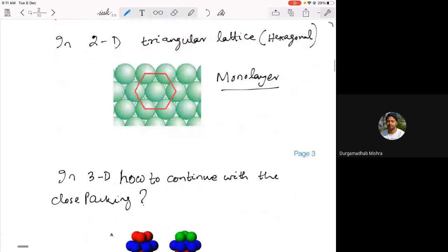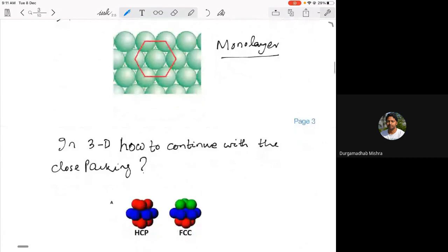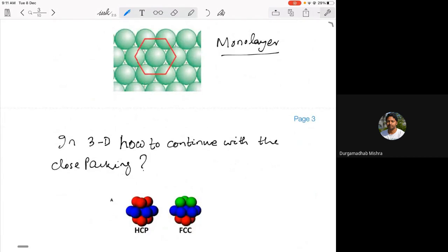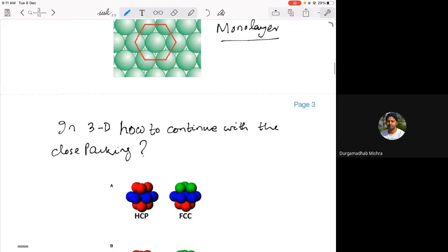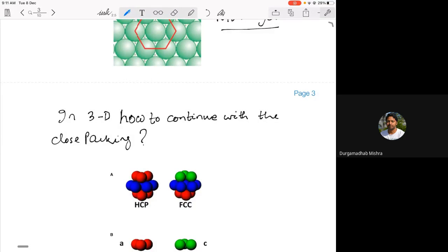So what about 3D? In 3D, you keep this two-dimensional structure and arrange atoms on top of it, in a three-dimensional way, right? In the third dimension, you put atoms, and these packings are basically your HCP and FCC. So you have hexagonal close pack and face centered cubic. These are the two structures: cubic close pack and hexagonal close pack.